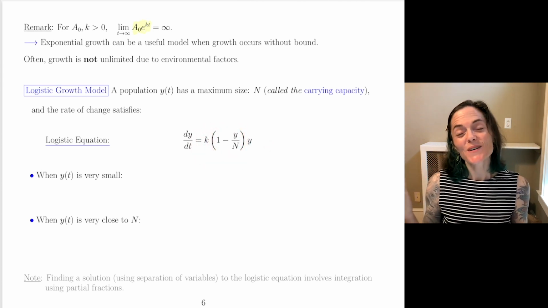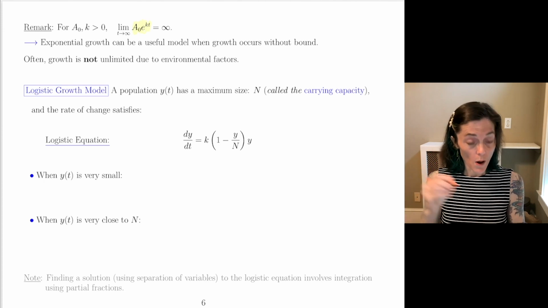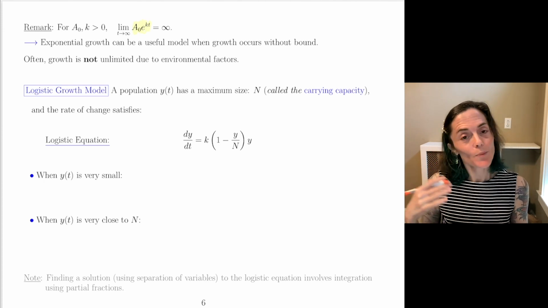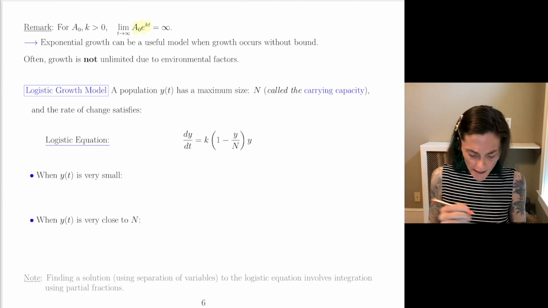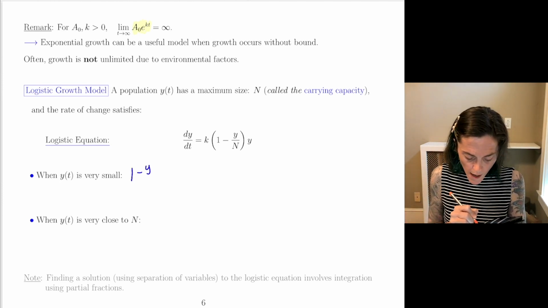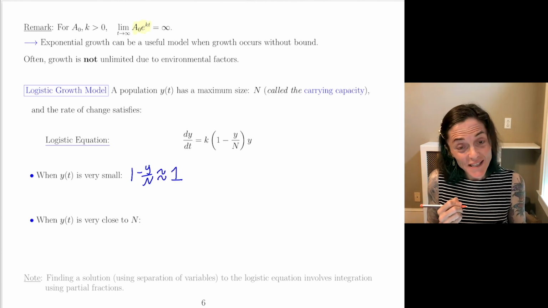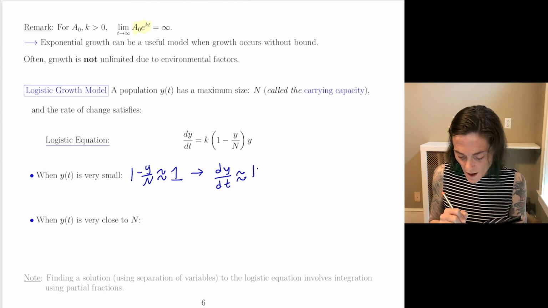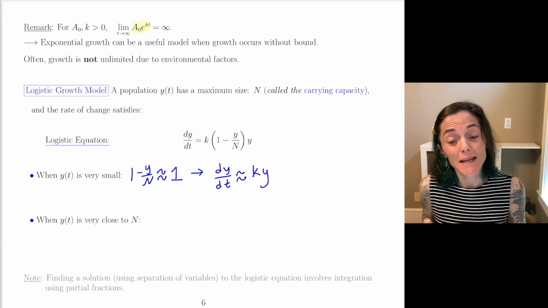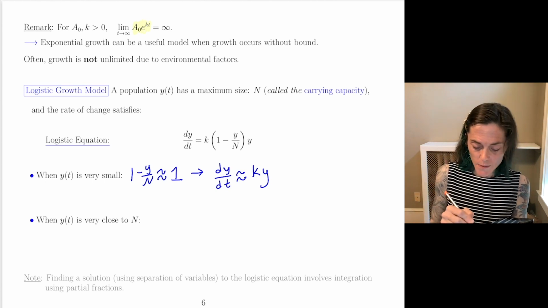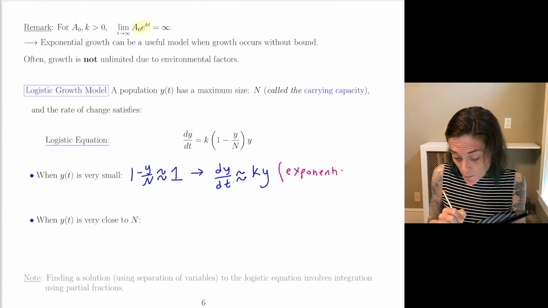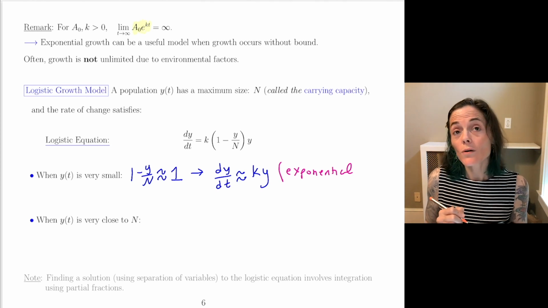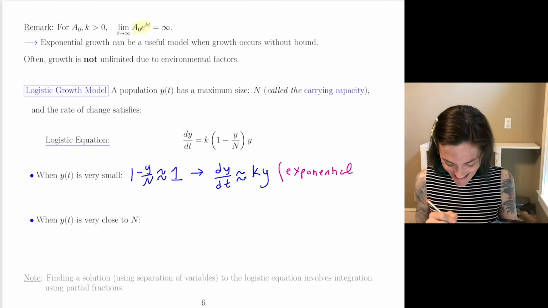So let's just look at this for a moment. When y is small, very small, think close to 0. So your population is very, very small. Well, in this case, this 1 minus y over N is approximately 1. This y is very small. And then dy dt is approximately ky. So this is the exponential growth picture. So this would be exponential growth. When y is very small, the population grows in an exponential way.